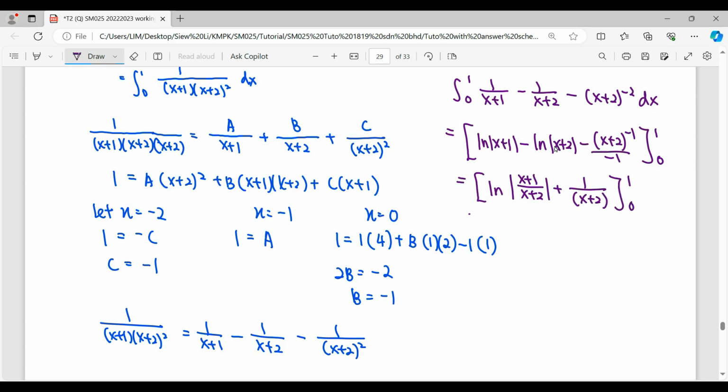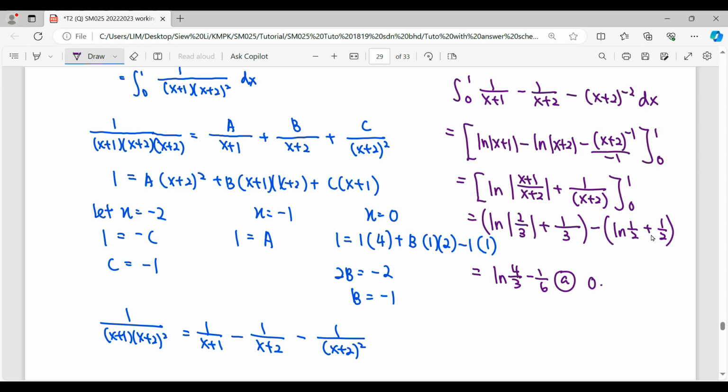After that, we evaluate the limits. We substitute upper limit minus lower limit, or you can press the calculator. So substitute our limits, upper limit minus lower limit. Again, ln minus ln, I simplify, or you can straight away press the calculator, or I simplify in terms of ln. So 2 over 3 divided by 1 over 2 is 4 over 3, then 1 over 3 minus 1 over 2 is negative 1 over 6. Or if you want to put it in decimal, make sure you have more than 3 significant figures. So this one already has 3 significant figures, which is enough.